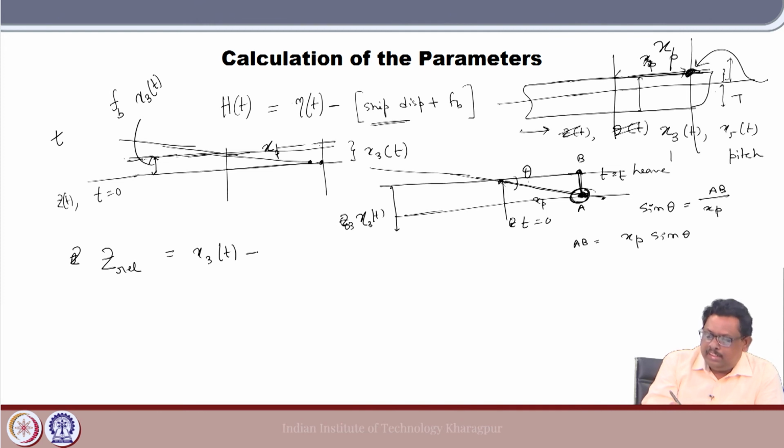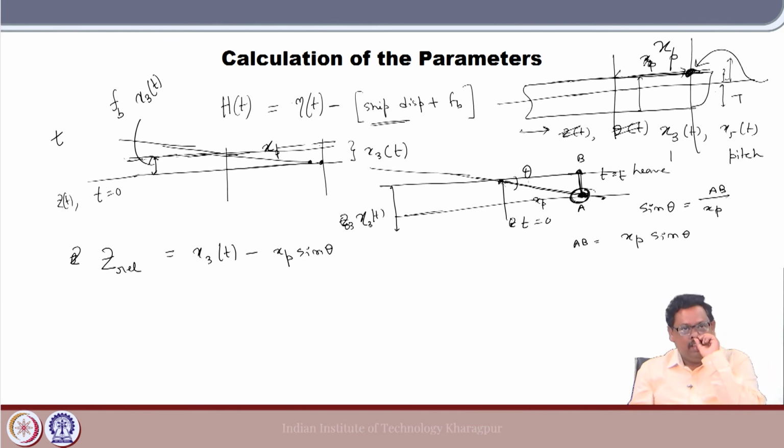So, it is minus x p into sin theta. So, this is the displacement of the point. Now, this point is a B point, let us say. So, this is the displacement of the point B at any time t.